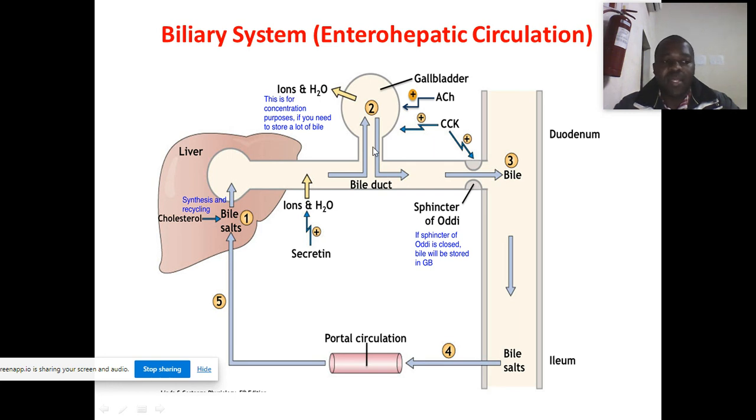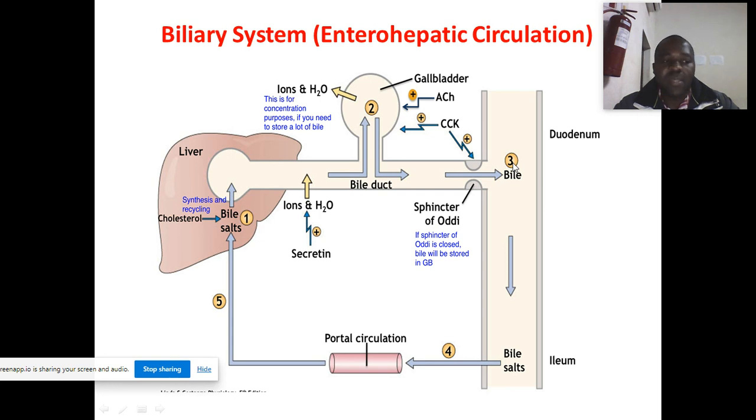Number two, what's happening there? Bile flows out of the liver and fills the gallbladder. It is stored there, and here there is a concentration of bile. This is for concentration purposes. If you need to store a lot of bile, you need to remove some water and some ions so that you concentrate the bile. As you can see, ACh, acetylcholine, can stimulate the contraction of the gallbladder. CCK can also stimulate the contraction of the gallbladder and relaxation of the sphincter of Oddi.